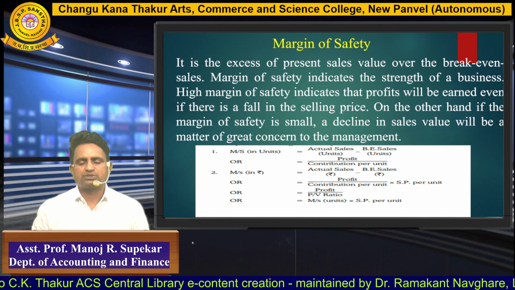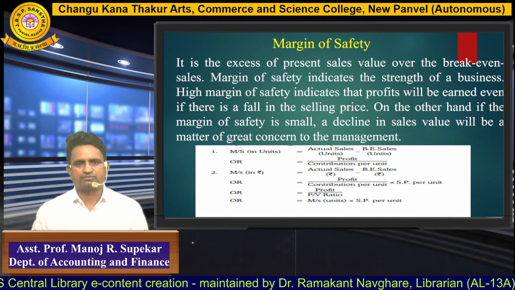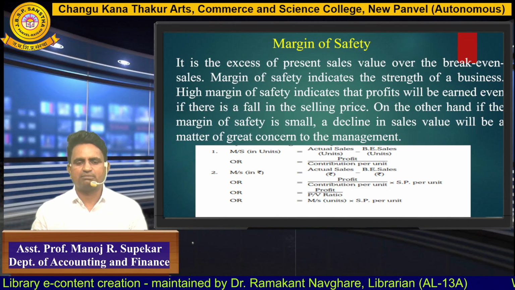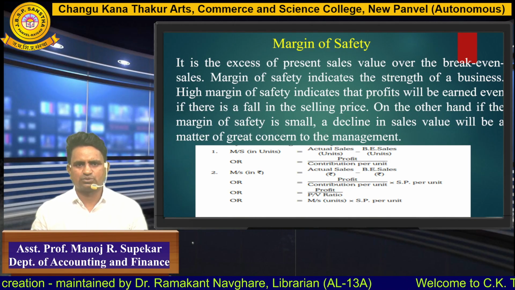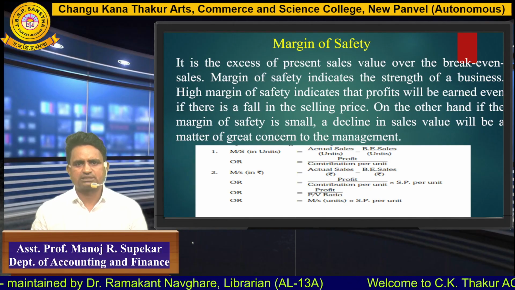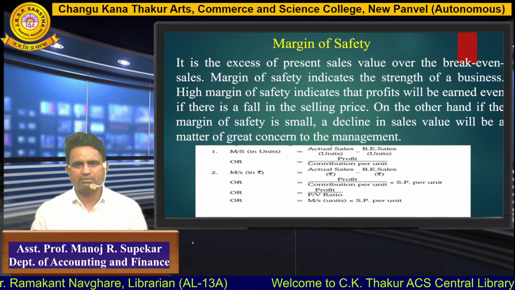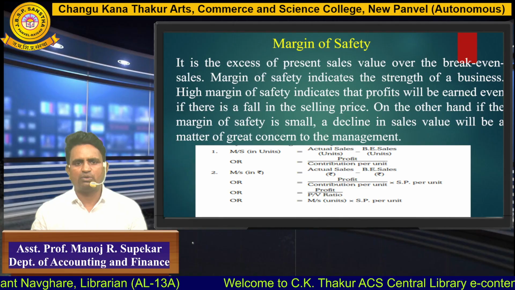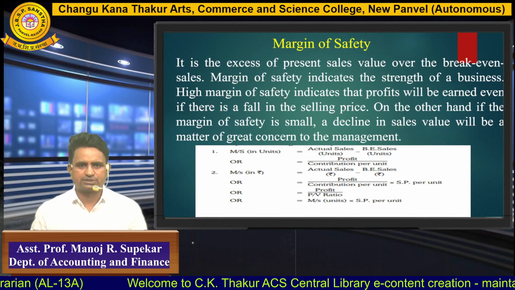Margin of safety is also expressed in two ways: margin of safety in units and margin of safety in rupees, or you can say margin of safety in sales. So what is the formula of margin of safety in units? That's a very simple formula: actual sales minus BEP sales. When you subtract BEP sales from actual sales, whatever sales amount remains is called the margin of safety in units.